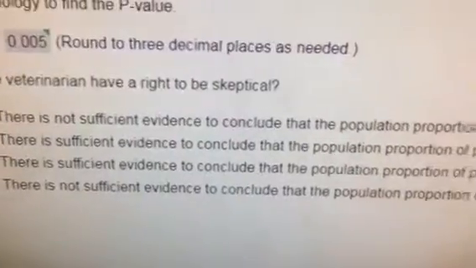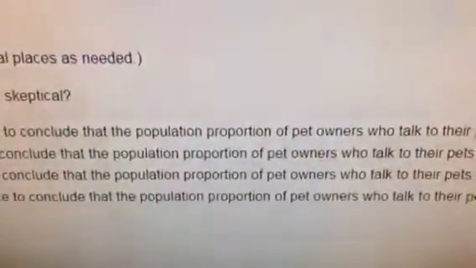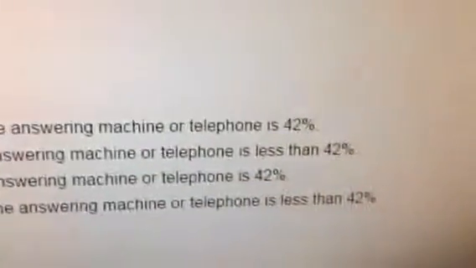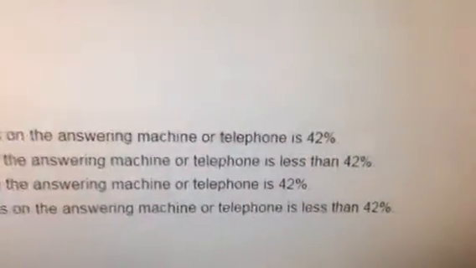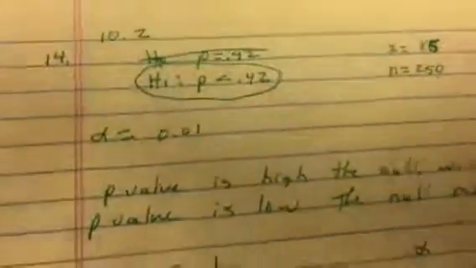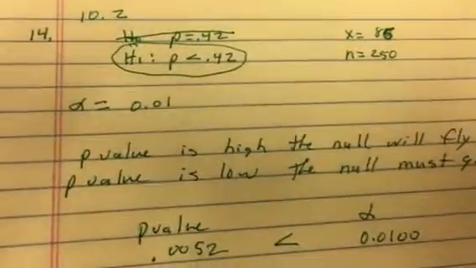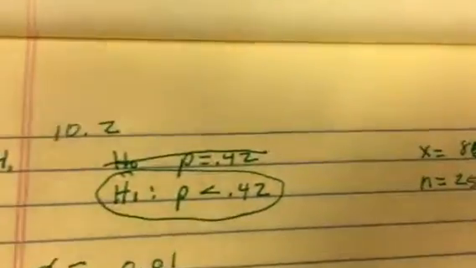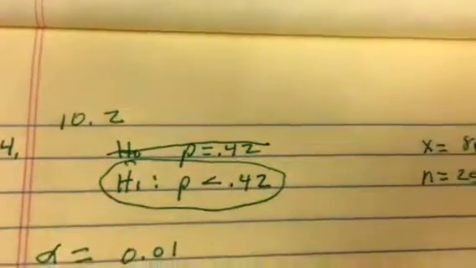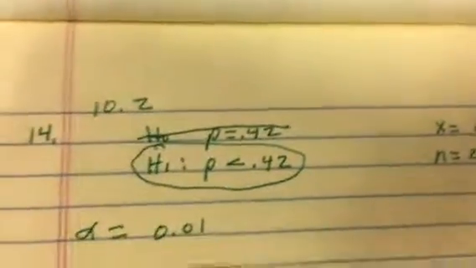And it says there's sufficient evidence to conclude that the population proportion of pet owners who talk to their pet on the answer machine or telephone is less than 42%. So this is the process that you go through for each of these. But notice p-value is low, the null must go. We crossed the null out, we accepted the alternative, which happened to be the claim. There was enough evidence to support it.